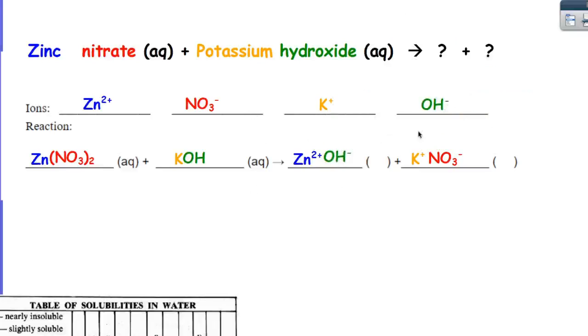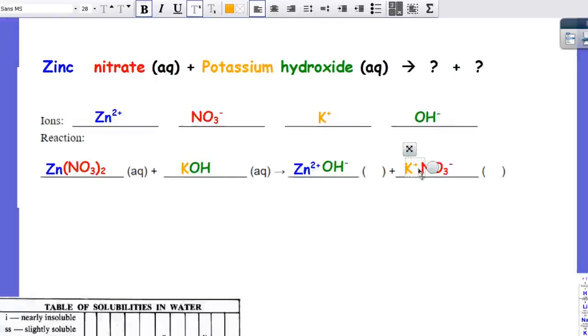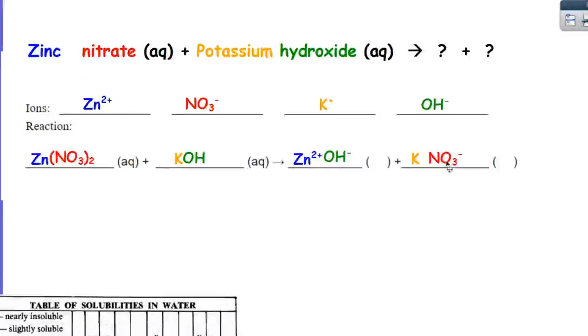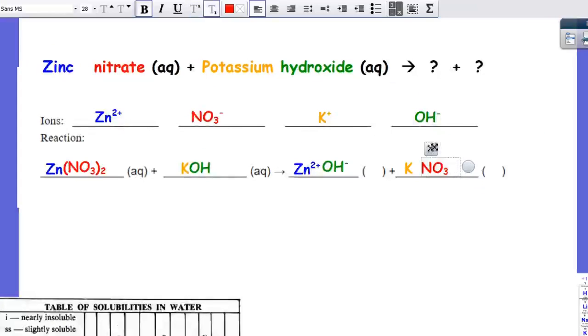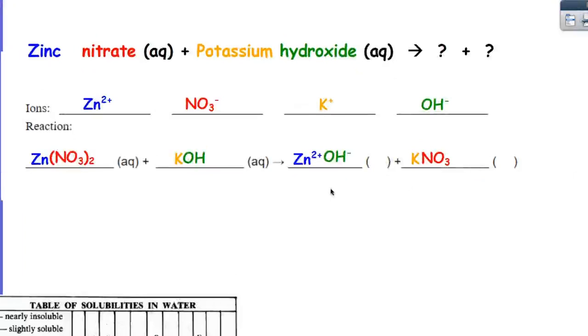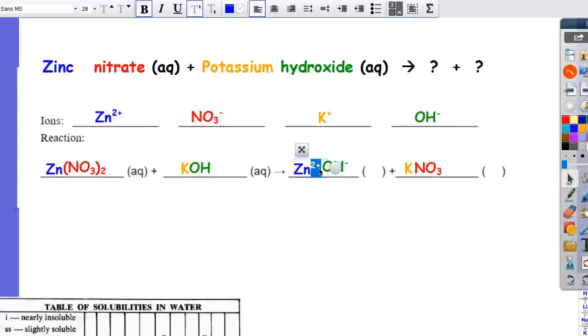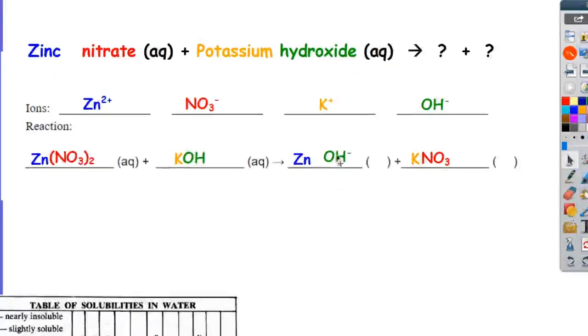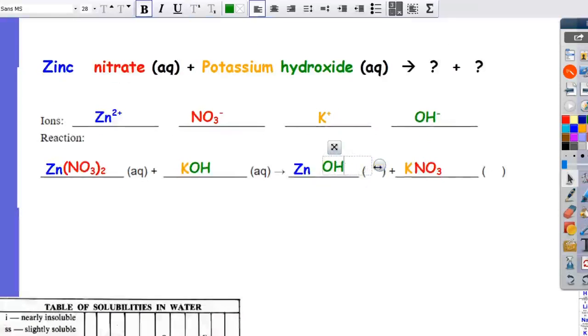So let me do my crisscross rule. We'll start with the easy one this time. 1 and 1. And then my zinc and my hydroxide. My 1 will go to my zinc, and my 2 will go to my hydroxide. Now be careful, a very common mistake is that students forget that hydroxide is a polyatomic ion. So that means if I have 2, I need to make sure I put it in parentheses.